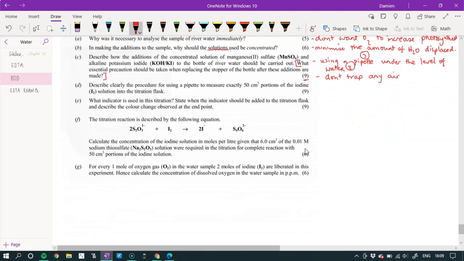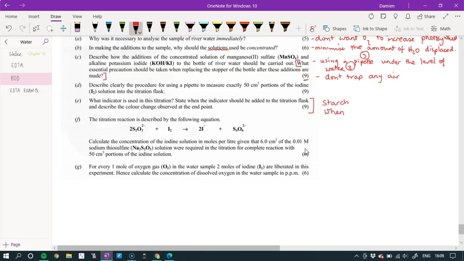It's fairly straightforward. What indicator is used in the titration? So again, the indicator used is starch indicator. State when the indicator should be added to the titration flask and then describe the color change at the end point. So when should it be added?